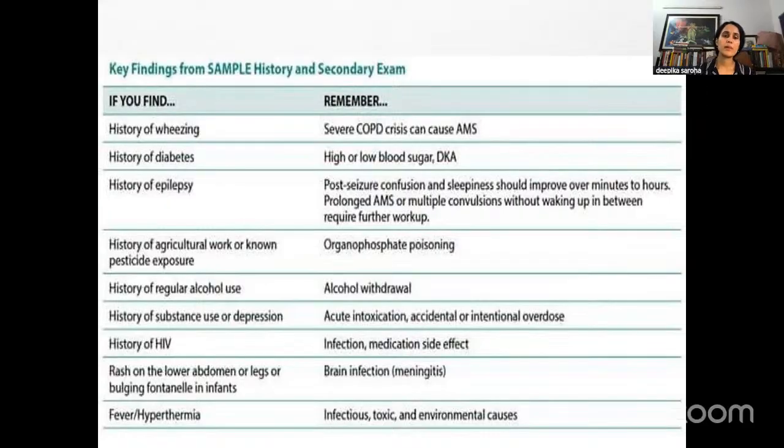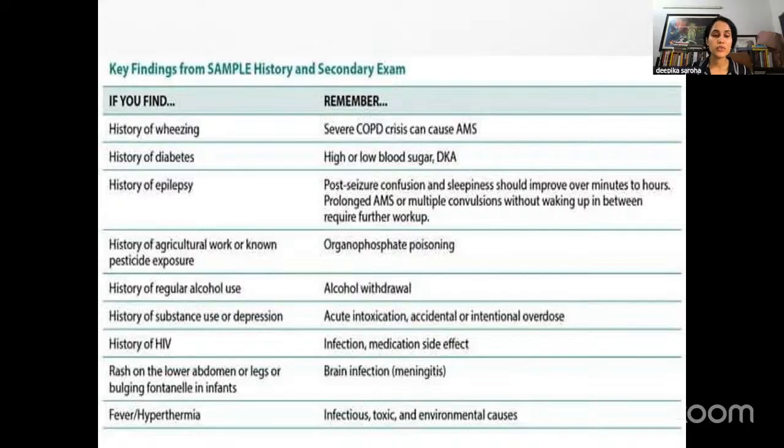Previous history of epilepsy, look for post-ictal confusion, sleepiness, prolonged AMS, or multiple convulsions without awaking in between, which requires workup for non-convulsive status epilepticus. As we have discussed, exposure to agriculture work or any pesticide exposure will help you to make a diagnosis of organophosphate poisoning if there is exposure. Alcohol intake will help you with alcohol withdrawal, intoxication also.